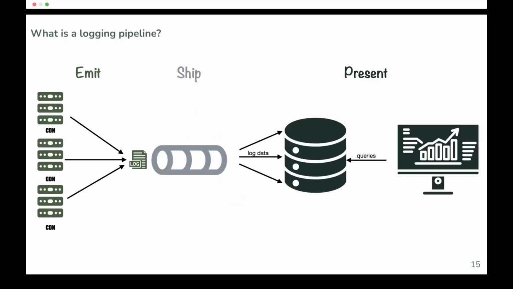The first thing we'll need is a data pipeline. Data pipelines are systems that process and move data from a source to a destination. A logging pipeline is a kind of data pipeline for log-based telemetry data. Telemetry pipelines have three key stages: emitting, shipping, and presentation. Let's look at each stage.